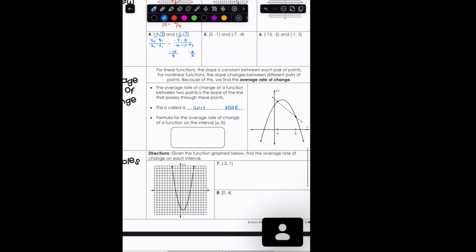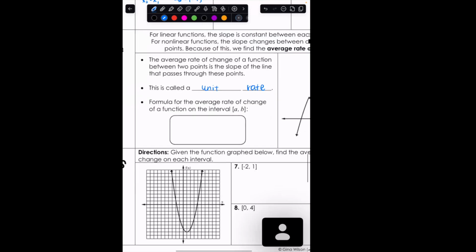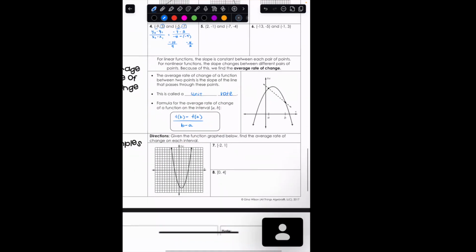So anyway, the formula for average rate of change, this is how you'll typically see it written in calculus. We use function notation, right? So f of b minus f of a over b minus a. f of b just means the y value where the x value is b. f of a means the y value where the x value is a, and then b minus a.